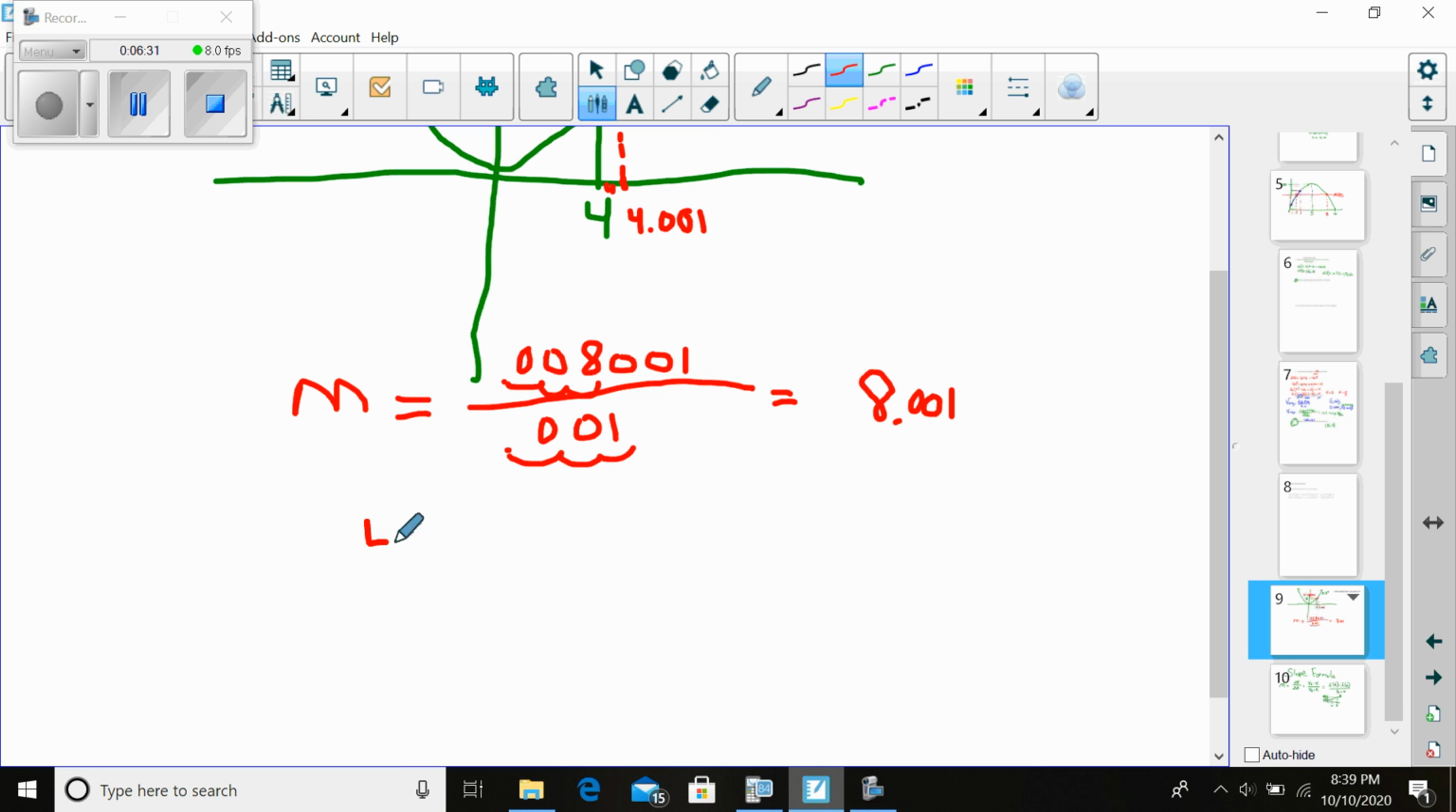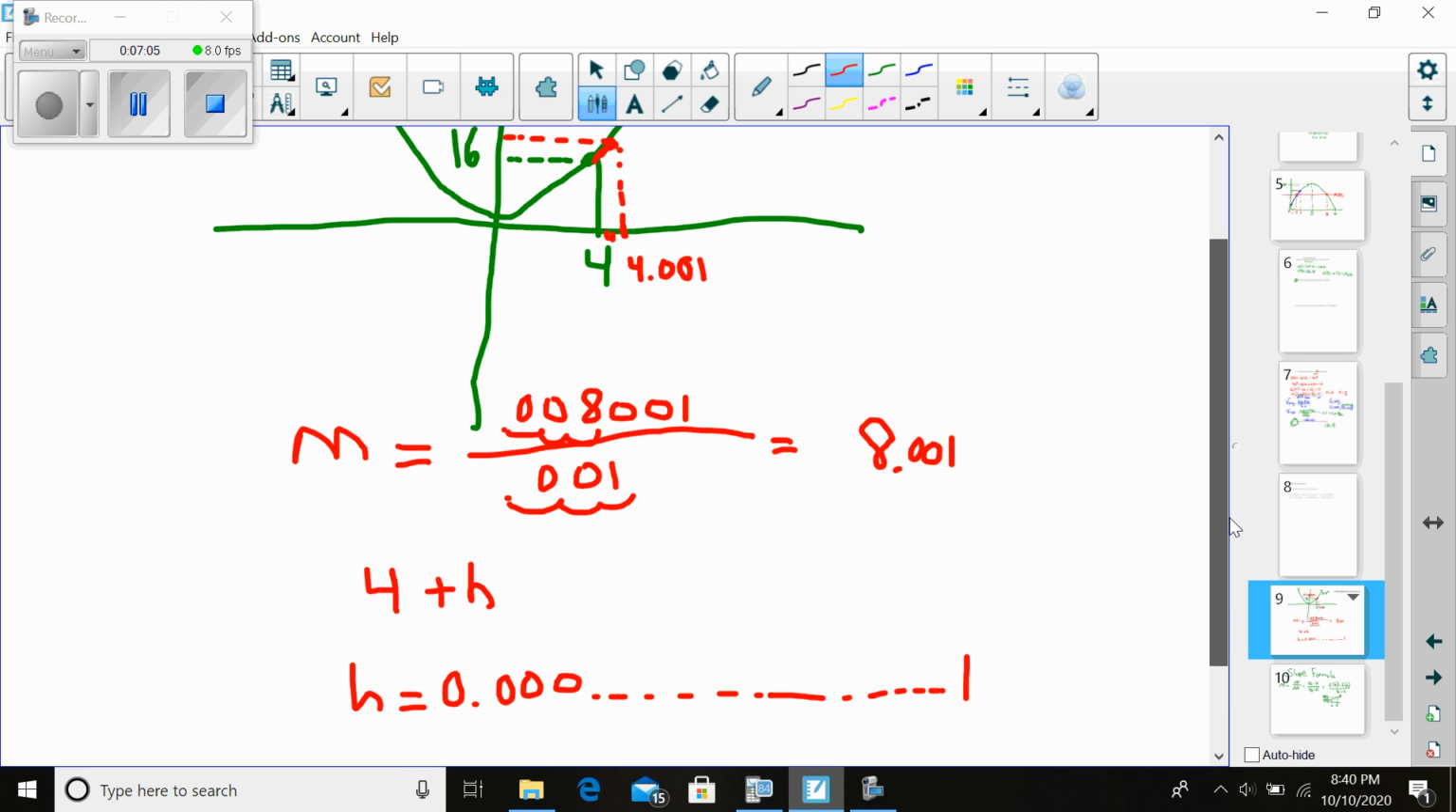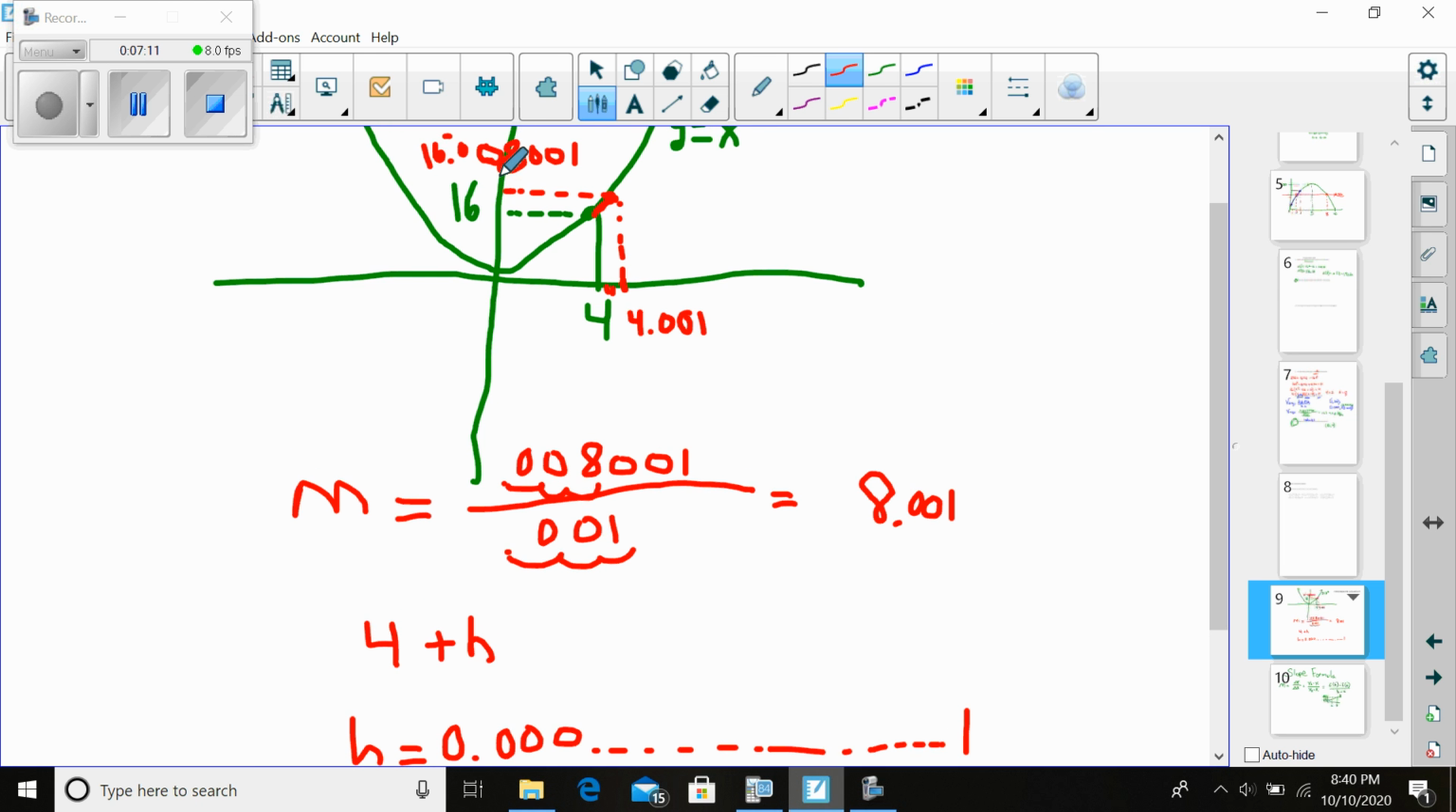So let me call this value of x 4 plus h, right? The x coordinate of the point that I want to pick, and then I'll just recognize that h is some really, really small number, where I put a whole bunch of zeros here, like 30 zeros, and then a 1. Okay, so I don't want to write 4 point and then 30 zeros and then a 1. So I'm just going to call my second point 4 plus h. Okay, and then my y value would be f of 4 plus h.